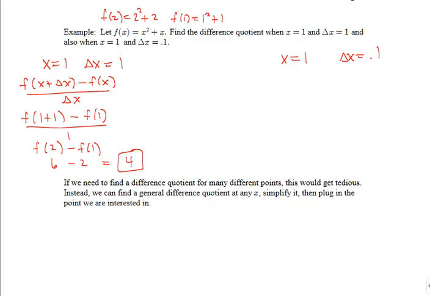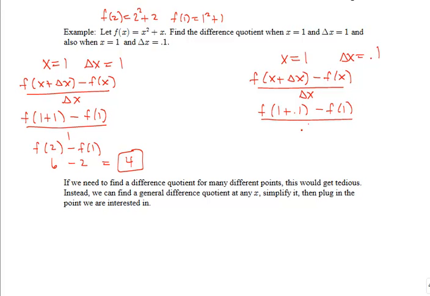Okay, so let's try this again with a different delta x value. So we're still using this same formula, f of x plus delta x minus f of x all over delta x, but this time we're plugging in different values. So this time our x is 1 and our delta x is 0.1, and I'm going to use x equals 1 in this part as well, and our delta x is 0.1. So we need f of 1.1 minus f of 1 all over 0.1.